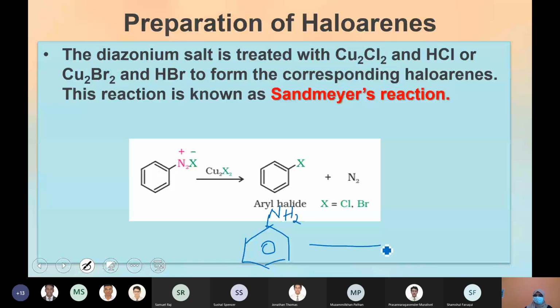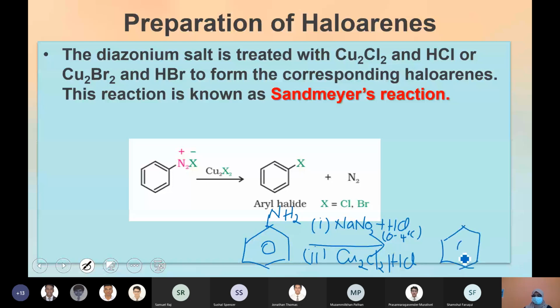Sometimes when you need to get a product during conversions, rather than showing it in two steps, there is an easy way of showing it. You will write like this. First step is treatment with NaNO2 and HCl at 0 to 4 degrees Celsius. And the second step is treatment with Cu2Cl2 in presence of HCl so that you will get the product Cl. So this is another way of writing the same thing. You write it as two different things.